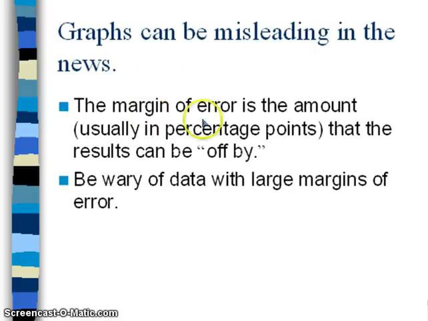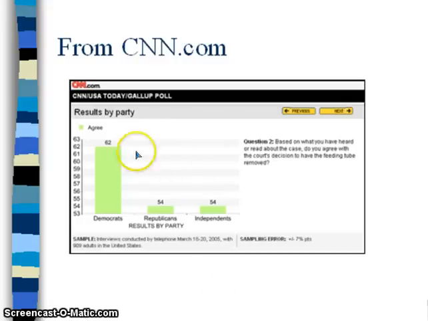In the news, margin of error is the amount that the results can be off by. So be careful of that sort of information when you're looking at election polls or opinions on a person or a concept. Okay, look at this one. I know it's kind of small, but down here it says 7% points, plus or minus. Okay, it looks huge that the Democrats said yes 62 times, and these two guys said 54.